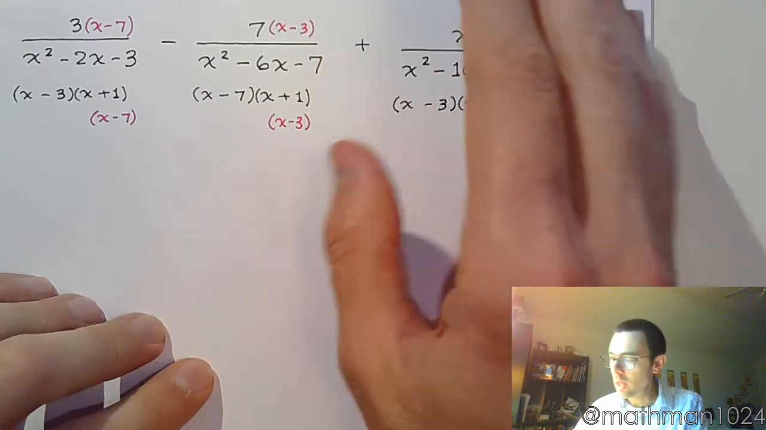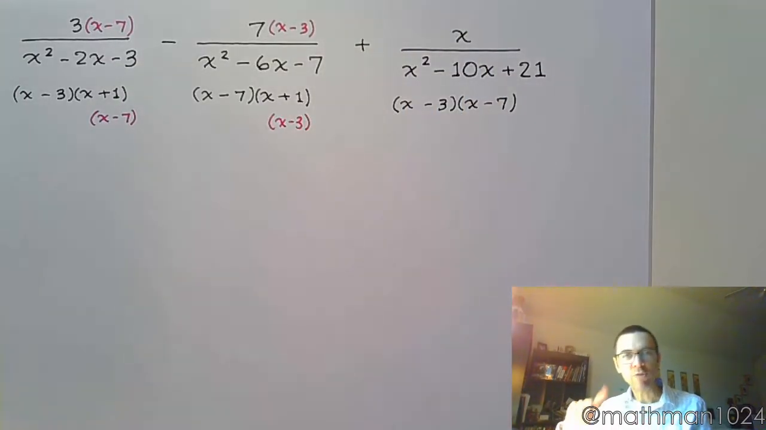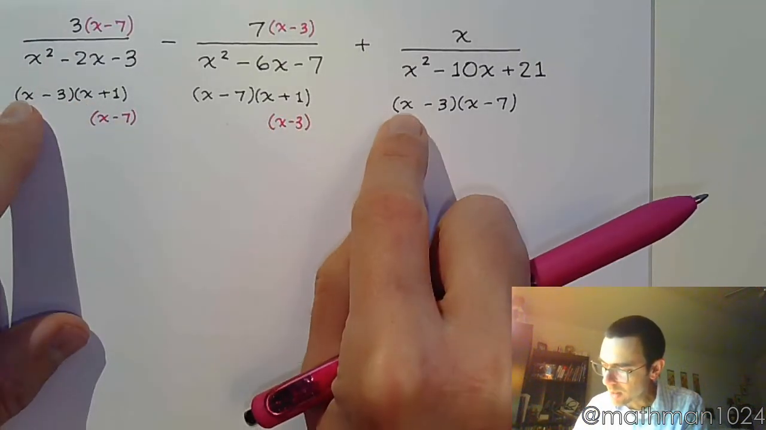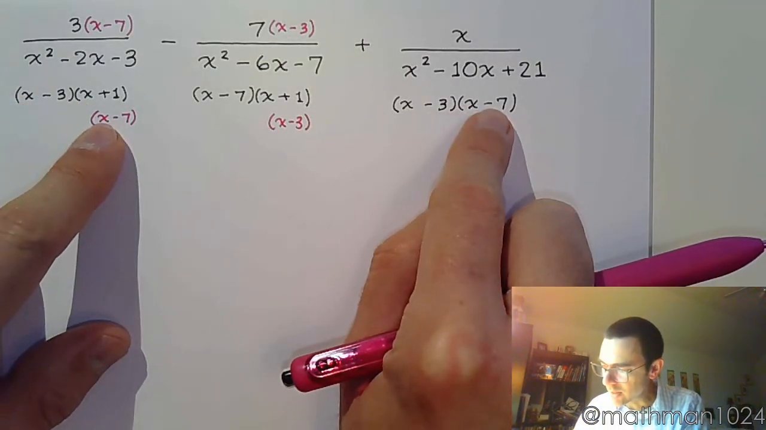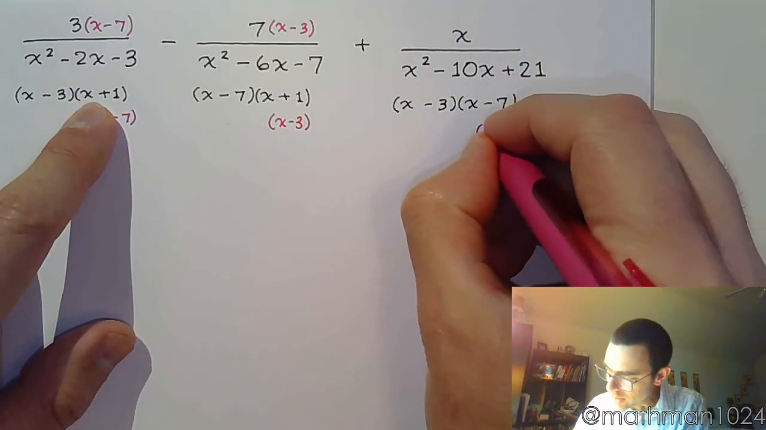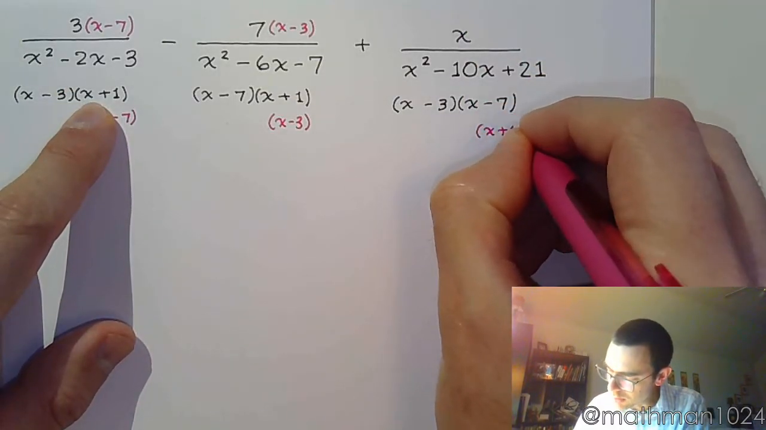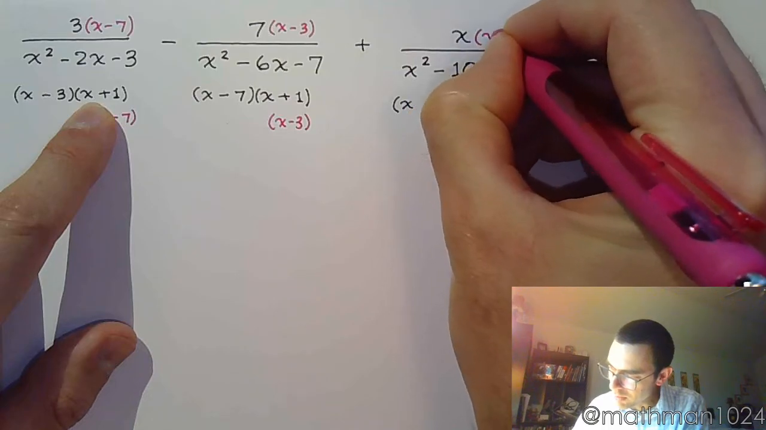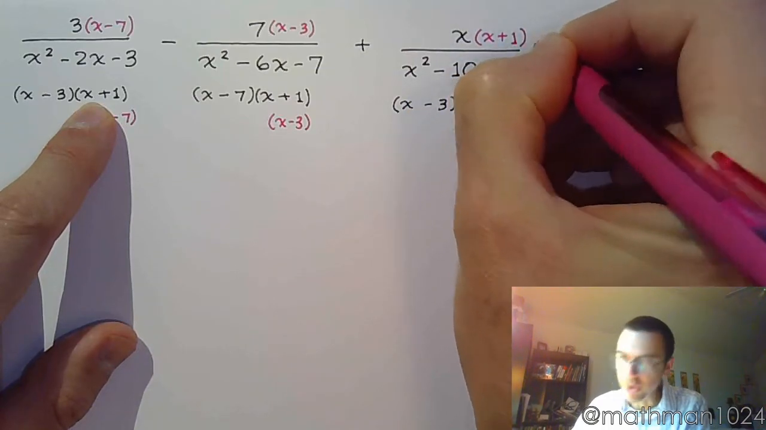Great. But what is this guy missing? What does everybody else have that he doesn't have? Well, he's got the x minus 3, he's got the x minus 7, he doesn't have the x plus 1. So I need to inject an x plus 1 here, and I need to balance that fraction by putting it in the numerator as well.